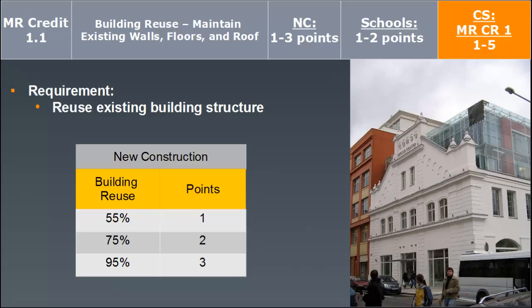To earn these points for new construction, 55% of building reuse earns you 1 point, 75% earns you 2 points, and 95% building reuse earns you 3 points.